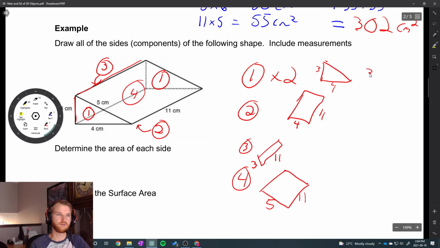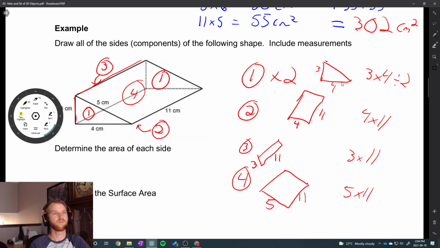This one would be 3 times 4, which is our base times height, and then divide by 2. This one is just 4 times 11. This one is 3 times 11. And this one is 5 times 11. Length times width, length times width, length times width. And then remember that we have 2 of these triangles.